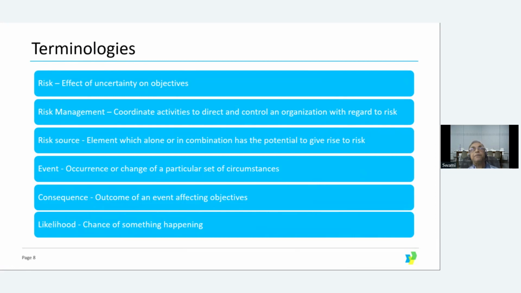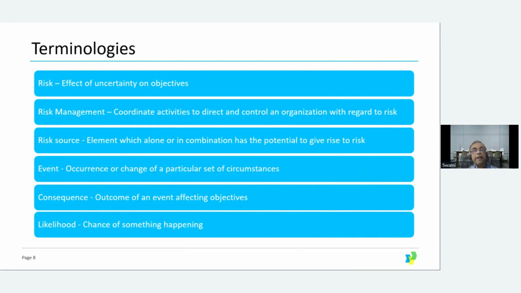Another important aspect of the terminology that we need to understand is the stakeholders. Who are all the stakeholders? Stakeholders are the people who are going to get affected, or are being affected, by any change that happens in the environment of the organization.